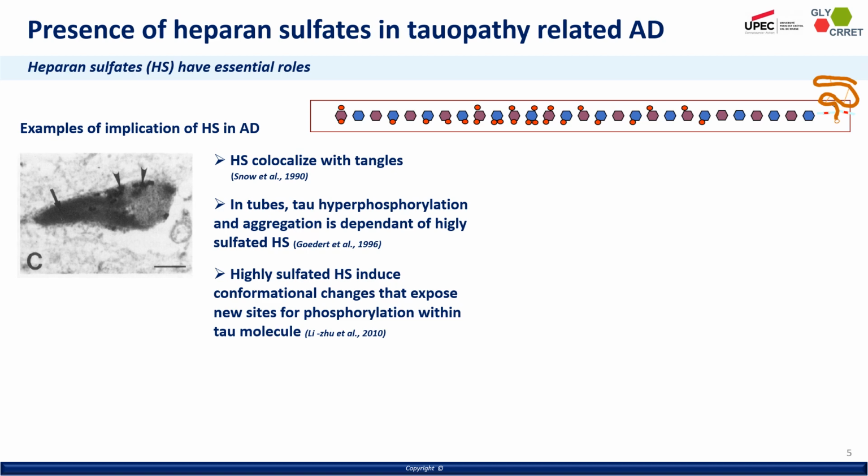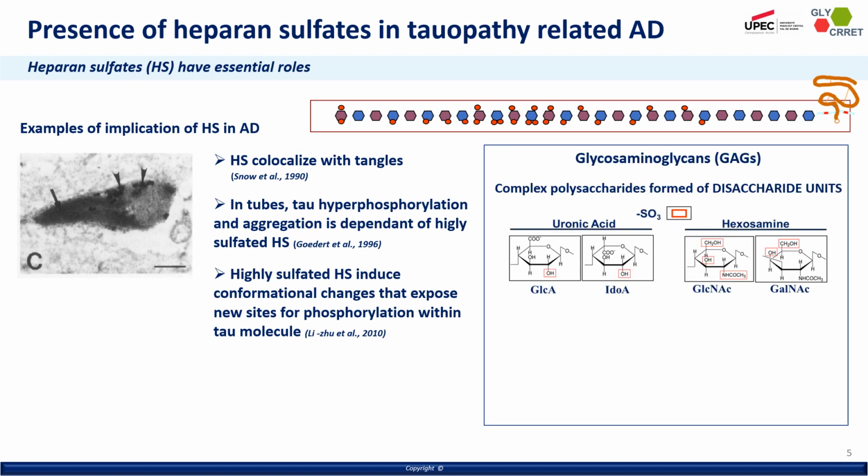So heparan sulfates belong to the family of glycosaminoglycans, and a glycosaminoglycan is a long linear polysaccharide chain which can be attached to a core protein forming a proteoglycan. They are composed of disaccharides, which can be formed of a uronic acid, either a glucuronic acid or an iduronic acid, and a hexosamine that can be an N-acetyl glucosamine or an N-acetyl galactosamine. The most important is that they can be sulfated at the different positions indicated here in red.